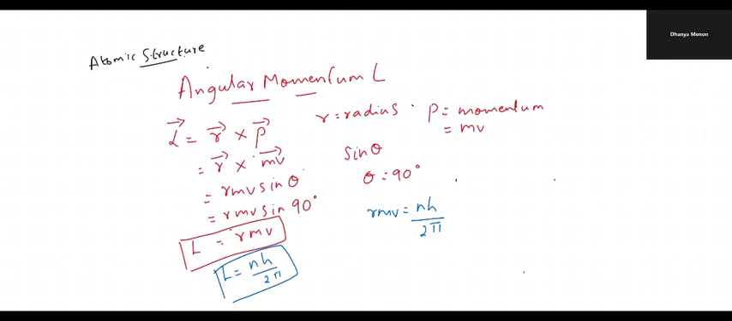Okay, and this is Bohr's quantization condition. So what is Bohr's quantization condition? MVR, or rather I'll write it as MVR, easy to remember that way. So MVR is equal to nh by 2 pi, which is Bohr's quantization condition.